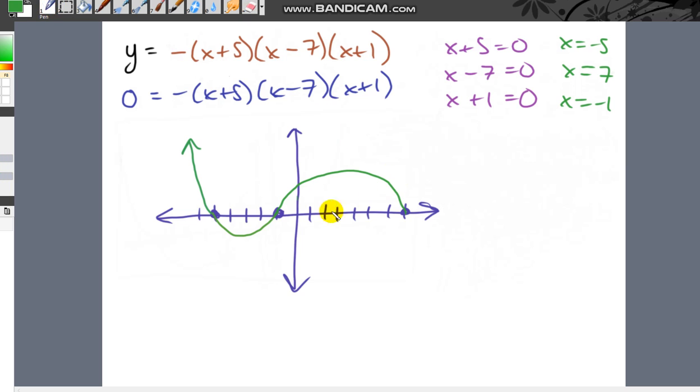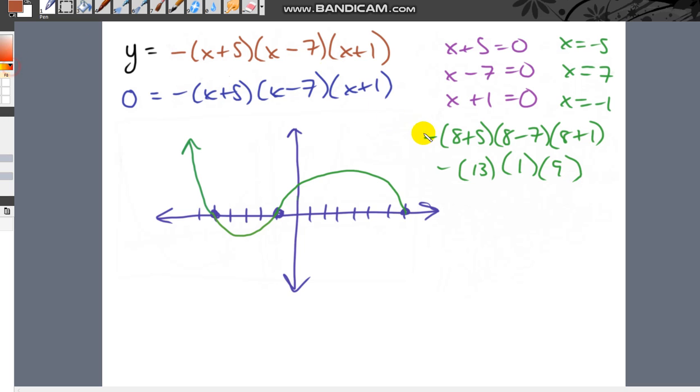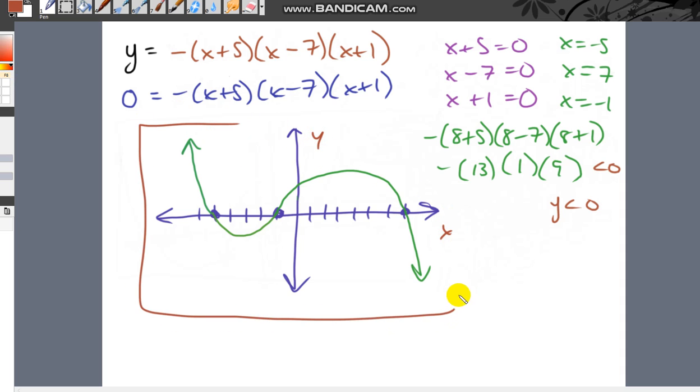And now we have to choose a value that is greater than 7. So let's try 8. So negative times 8 plus 5 times 8 minus 7 times 8 plus 1. So this is going to be -13 times 1 times 9. We have a negative here. So since we have a negative here, the y value is going to be less than 0 when x is 8. So that means it's going to be somewhere down here. That means when we graph the function, it's generally going to look something like this. If this is y and this is x, our graph is going to look something like that.